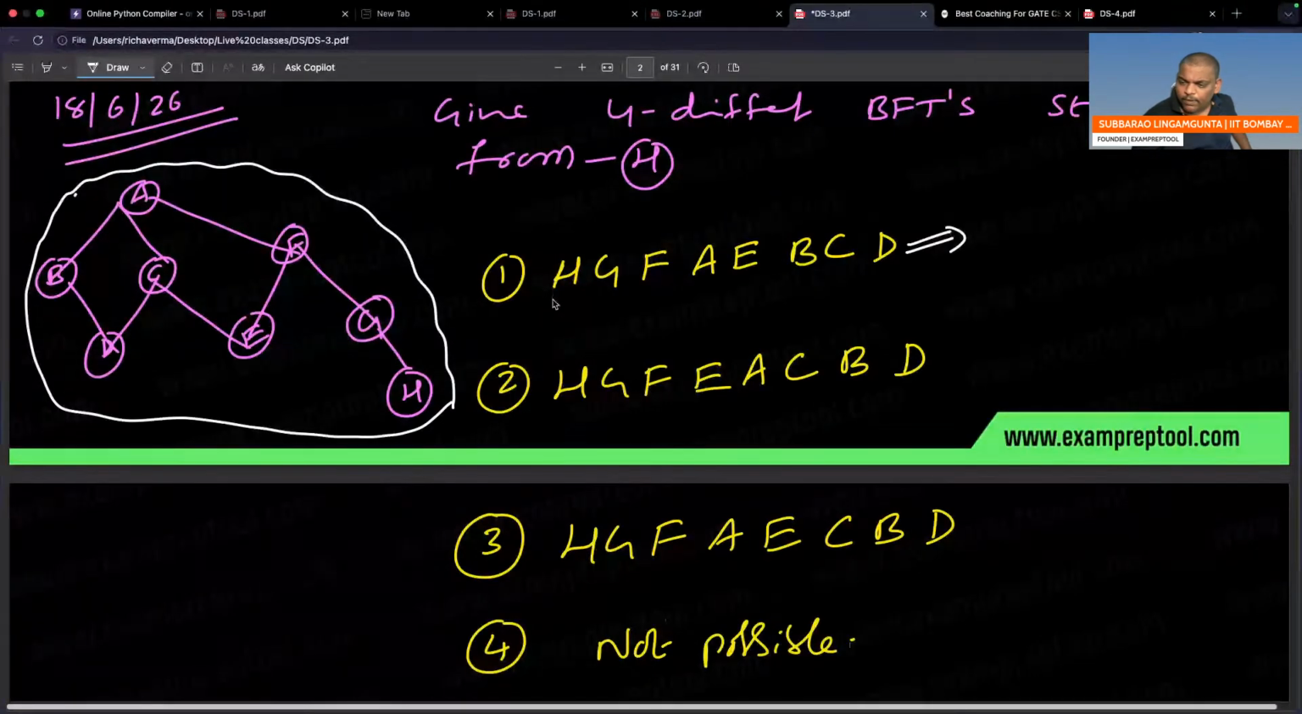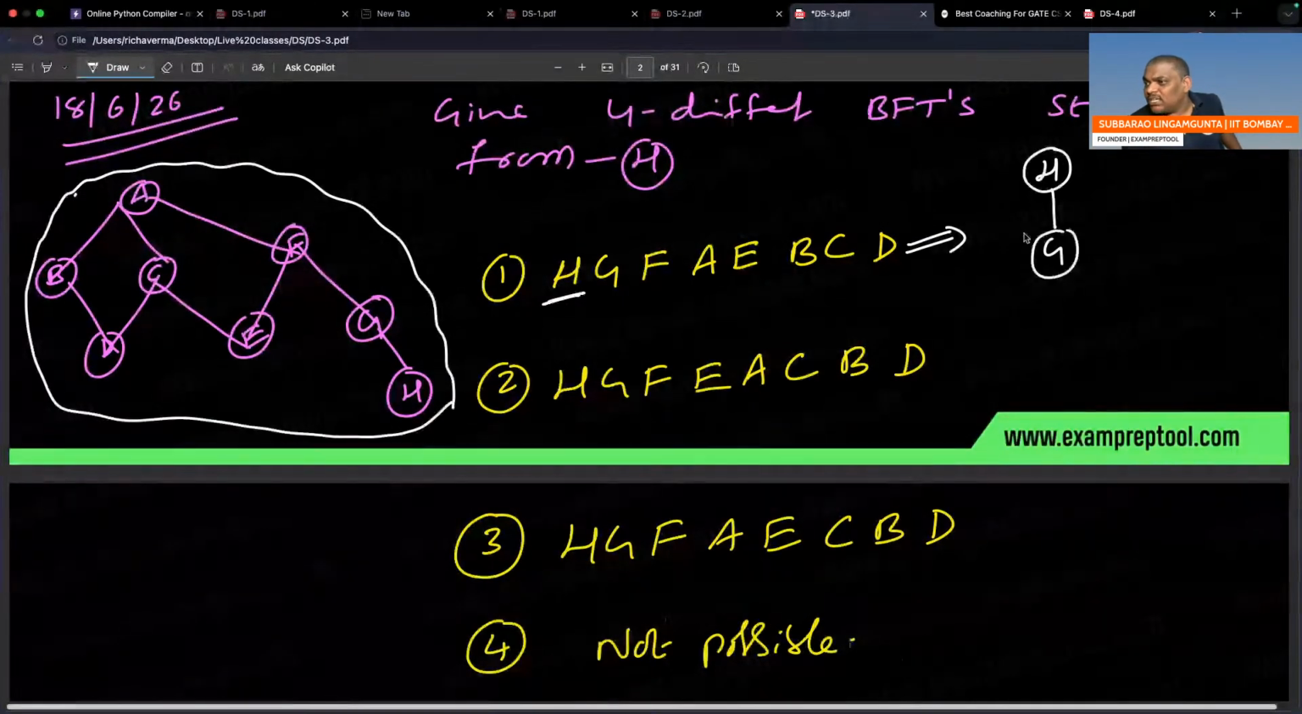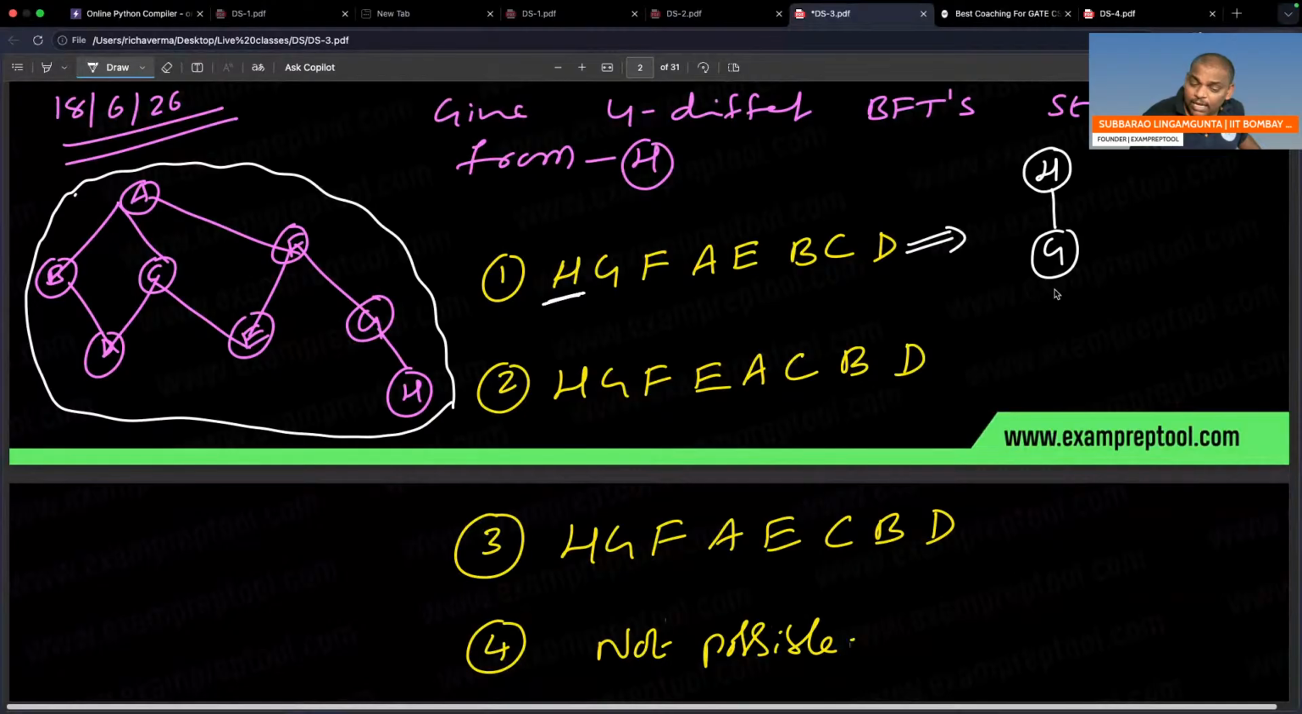H will be there, so you write H here. H will be in the first place. Now H's adjacent is G, so G goes in the next place. Remember, if H is in the first level, its adjacent nodes are in the second level. Now G is in the second level, and its adjacent will be in the third level. So if the parent is in level 1, the children will be in level 2, and their children will be in level 3. That is the reason it is called a level order tree. BFT will generate a level order tree, so BFT is also known as level order traversal.